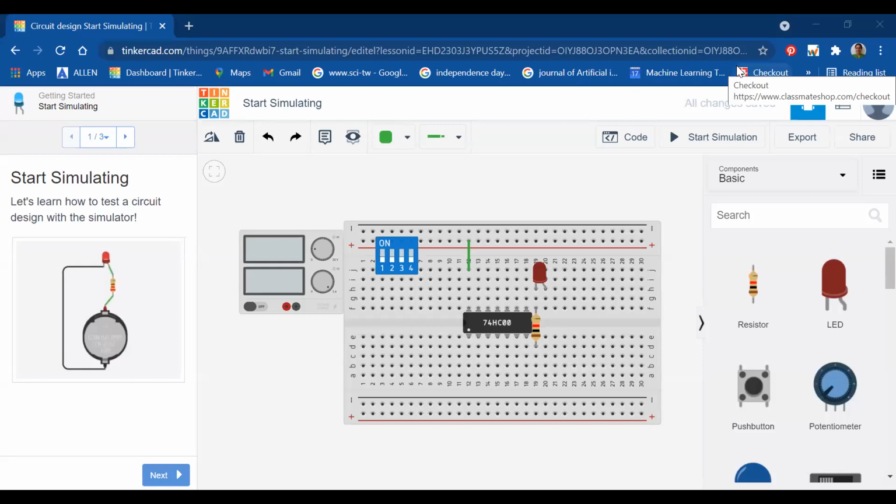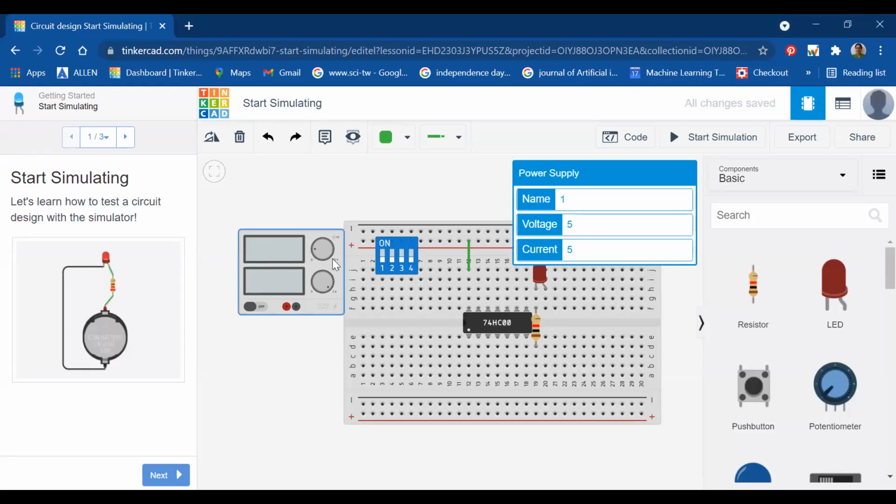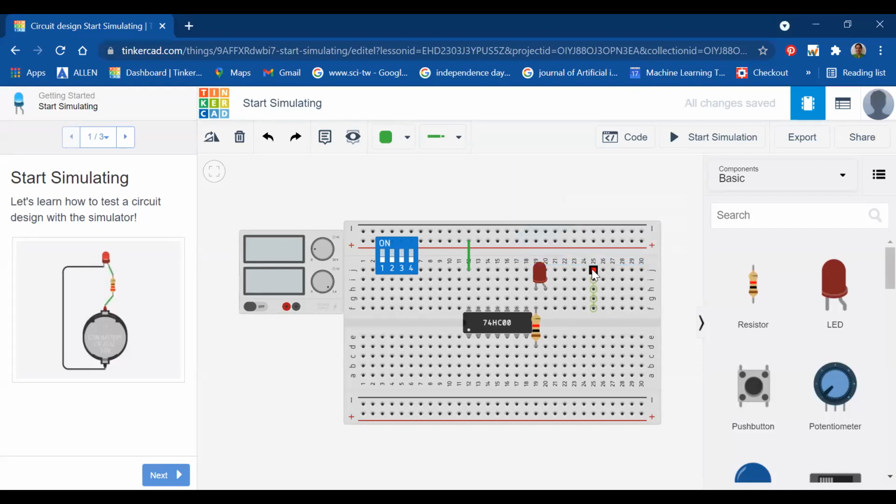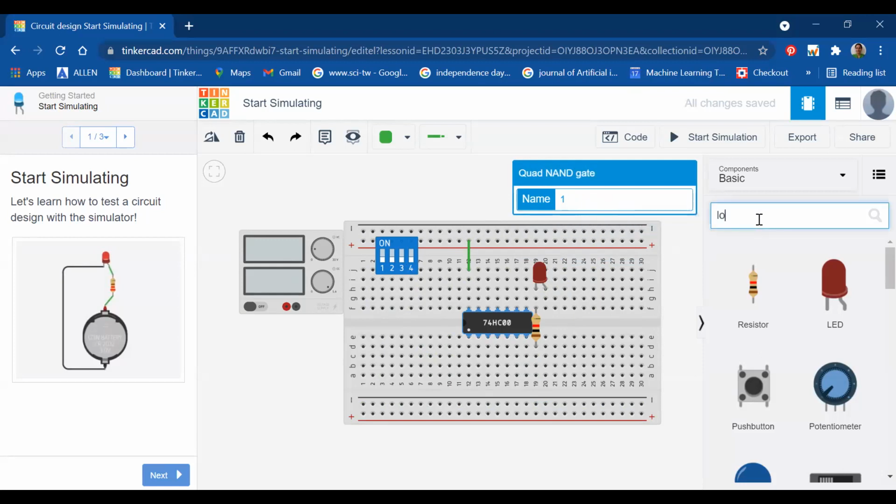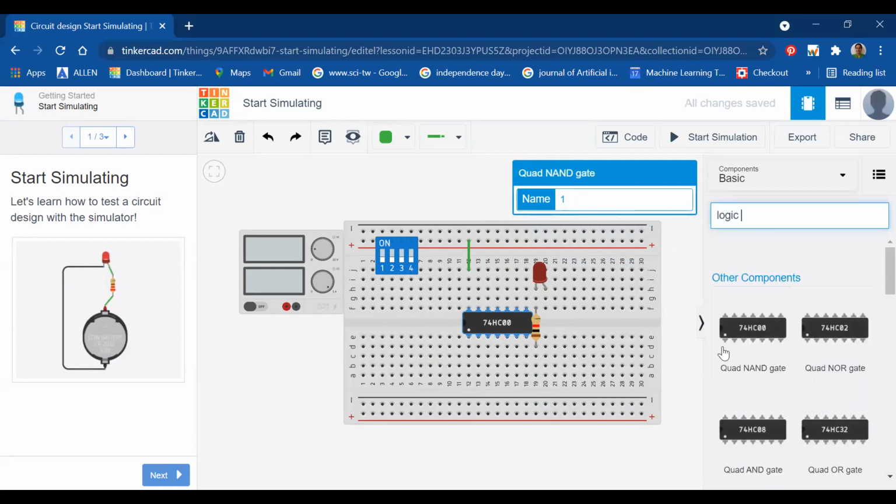So now we have got the various components that we require. Here you can see I have got a power supply. I have set the voltage at 5 volts. Now I have got the breadboard on which I am going to lay all my components. This is my 7400 IC, and to get it, just type here logic gates, and there you get your quad, meaning 4 NAND gates on one IC. Similarly, you have got the NOR gate series, that is 7402. Similarly, 7408 is the AND gate series, and so on.